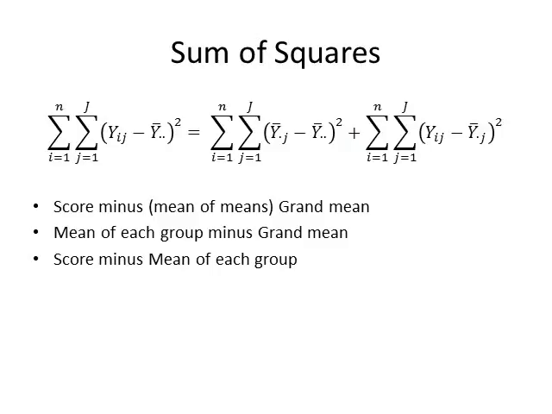So the first component, the sums of squares total, is effectively each score minus what we're going to call the grand mean, or the mean, or the average of all of the averages. That second component is the mean of each group minus the grand mean. And that third sums of squares component is the score minus the mean within each group.